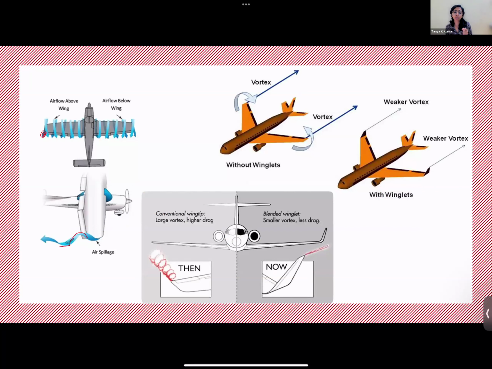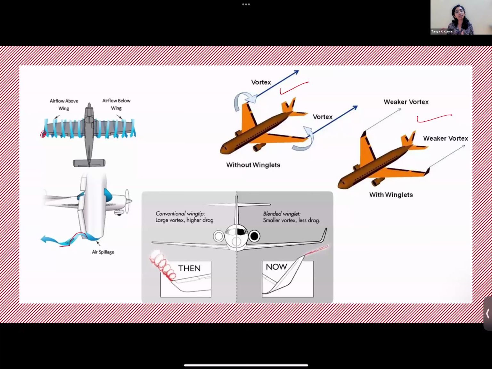Okay, so what can be done is that you provide a winglet. What does the winglet do? So this is an aircraft without winglets, and this is an aircraft with winglets, right? So what happens is that the point at which the flow above and below interact is reduced. The area where this interaction happens is reduced.